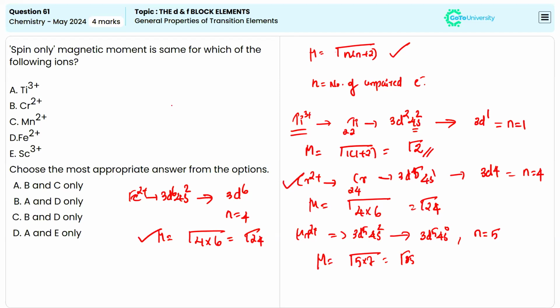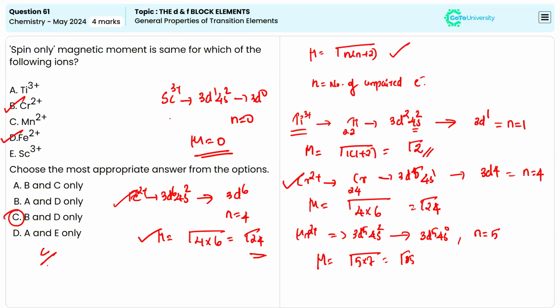Now if you check scandium, scandium is 3d1 4s2, and scandium 3 plus means it is 3d0 only. So the number of unpaired electrons equal to 0. So the magnetic moment value will also be 0. So here which of them are having similar value? That is only chromium and Fe2 plus, that is square root of 24. So which are the answers? Option B and D are having the same value. B and D is coming in option C.